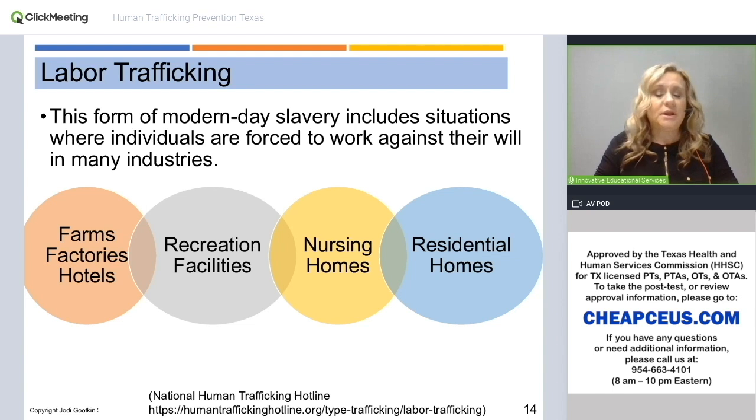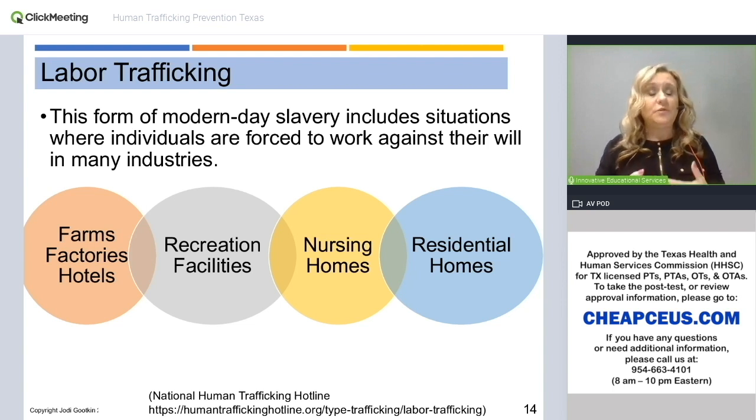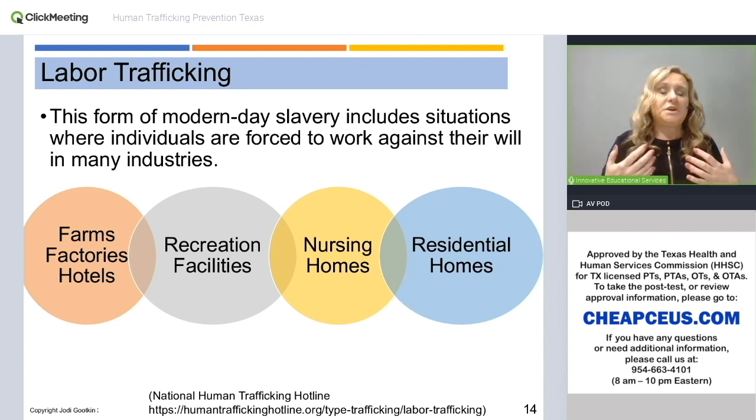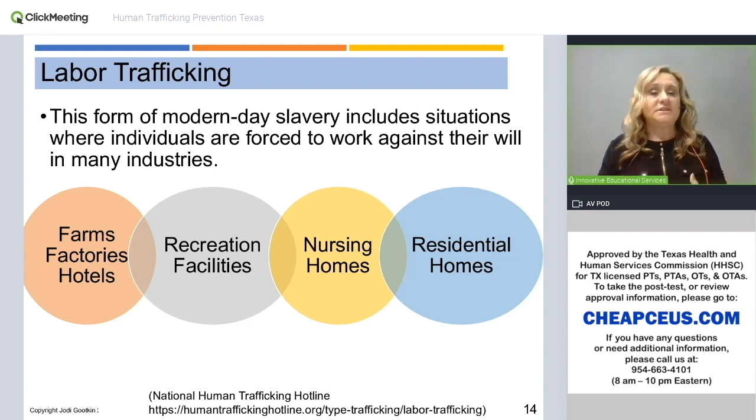This can occur in a variety of different settings. Some individuals work excessive hours. They have irregular schedules. They may not like what they're doing. This doesn't mean that they're a victim of labor trafficking. Labor trafficking is occurring when the individual is lured in with false promises about what's involved in the work. They're working excessive hours against their will under intolerable circumstances.